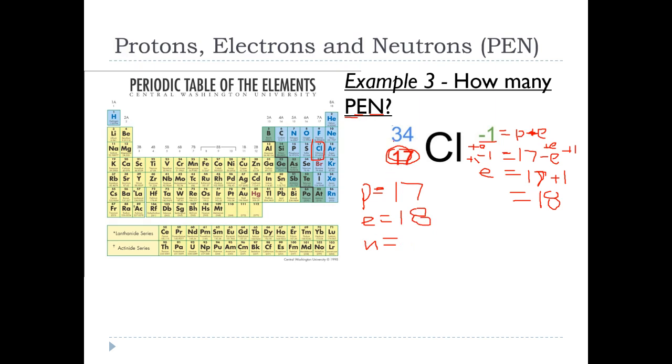Now for neutrons. Remember, neutrons we're going to get using the mass number. The mass number is the number of protons plus neutrons. Therefore, the number of neutrons must be the mass number, 34, minus the number of protons, which is 17, which happens to be 17 as well. So we've got 17 protons, 18 electrons, and 17 neutrons in this symbol of 34/17 Cl minus 1.